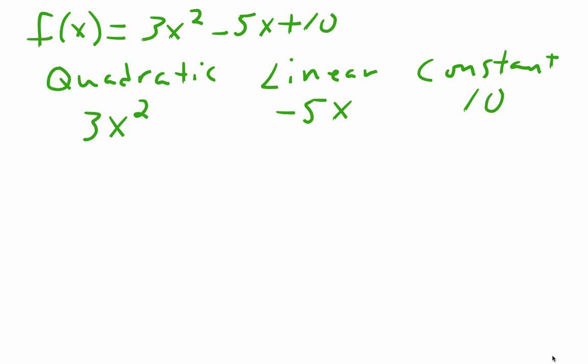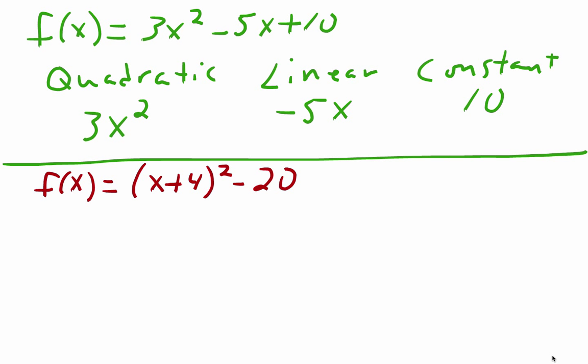Okay, so let's say we have this equation. f of x equals 3x squared minus 5x plus 10. And so everything's on one side. Our quadratic term is the 3x squared. The linear term is the negative 5x, and the constant is 10.